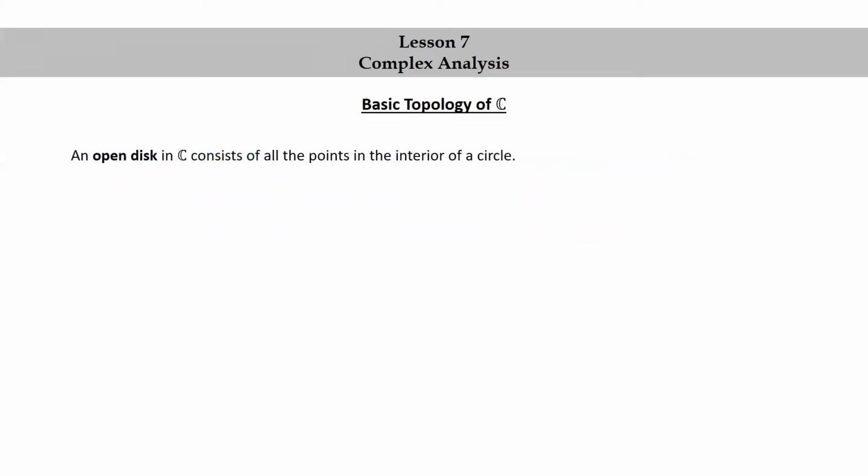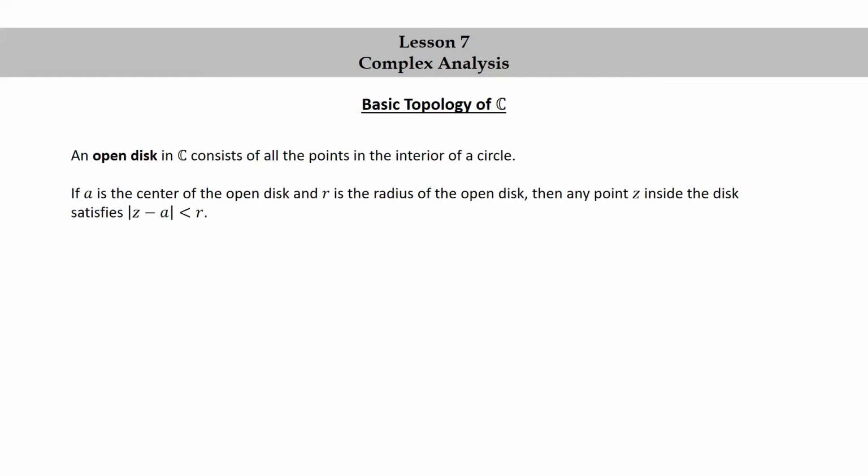An open disk in C consists of all the points in the interior of a circle. If a is the center of the open disk and r is the radius of the open disk, then any point z inside the disk satisfies |z minus a| is less than r. N sub r of a is equal to the set of complex numbers z such that the absolute value of z minus a is less than r. This is also called the r neighborhood of a.